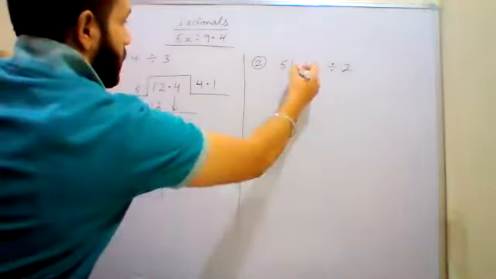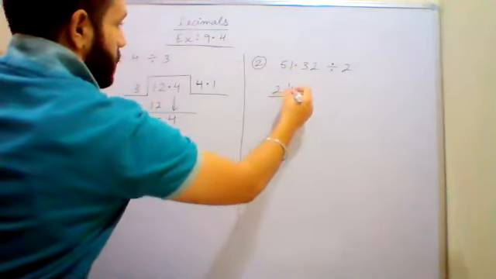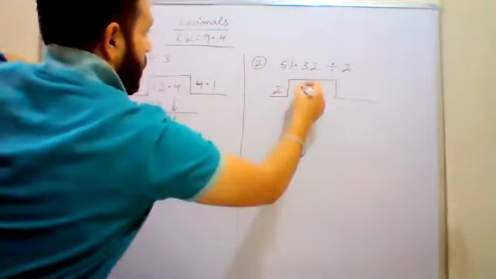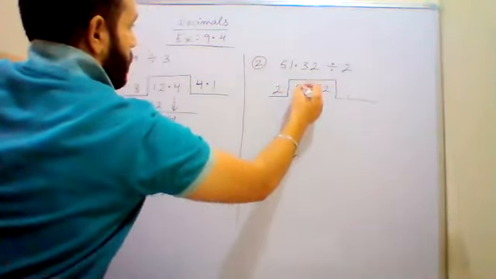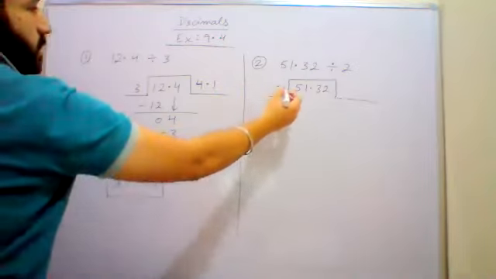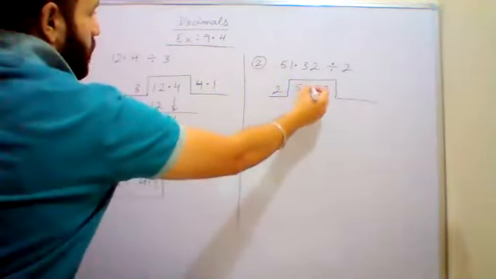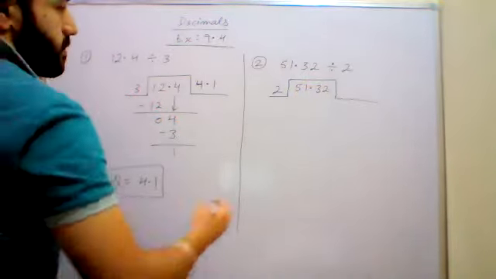So 51.32 divided by 2. 2 is your divisor and 51.32 is your dividend. 2 is the divisor. Dividend is 51.32. Have a look at this carefully, all of you.